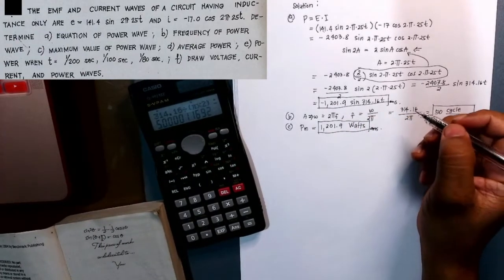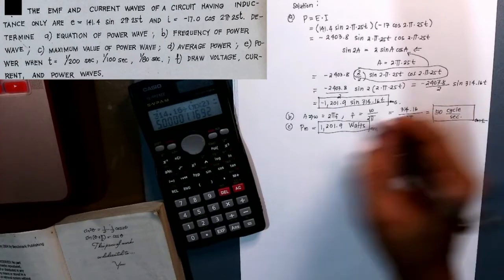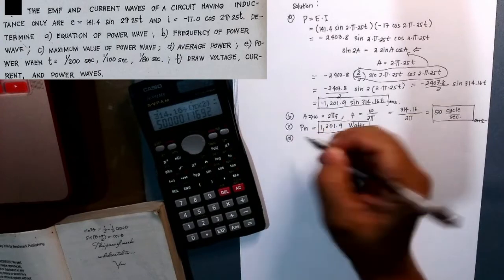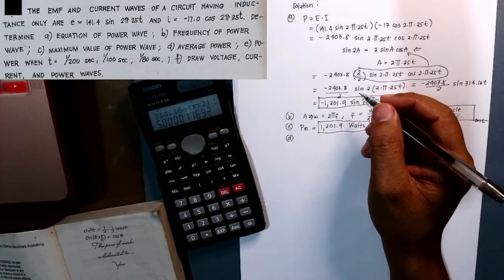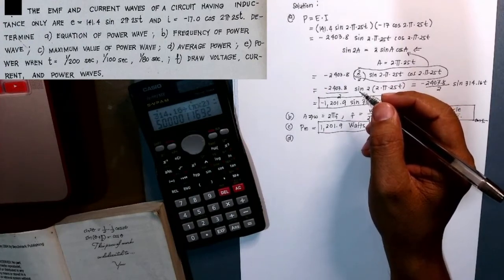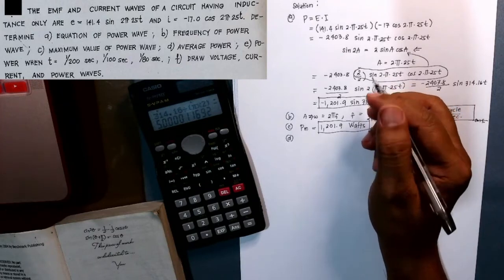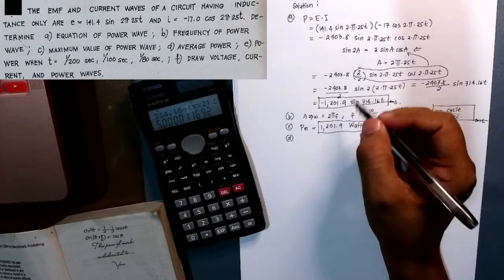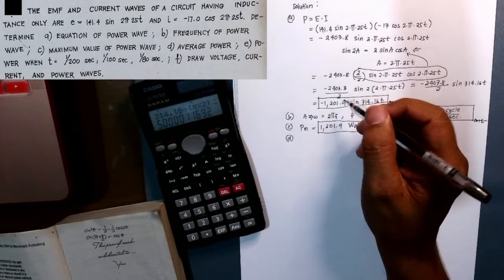Now proceed to letter D, which is the average power. When we speak of the average power, we are getting the multiplication of the voltage and the current.